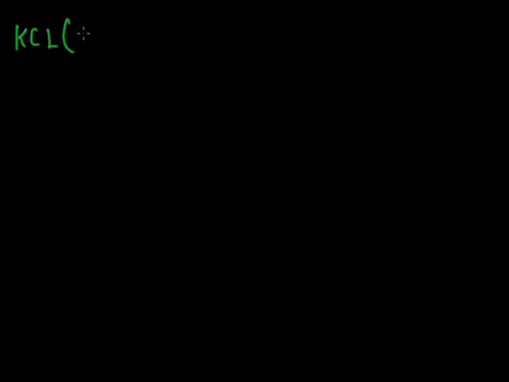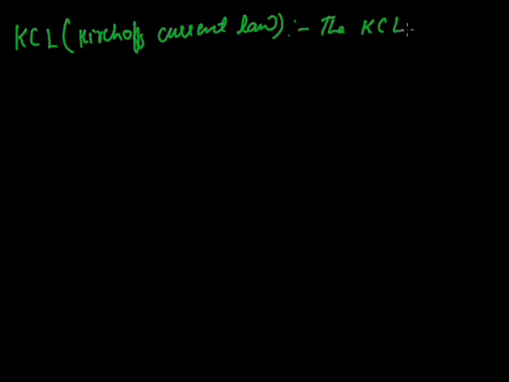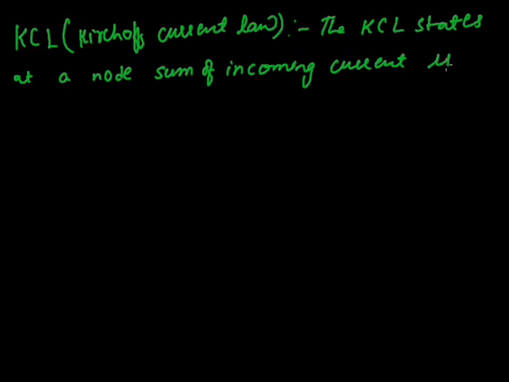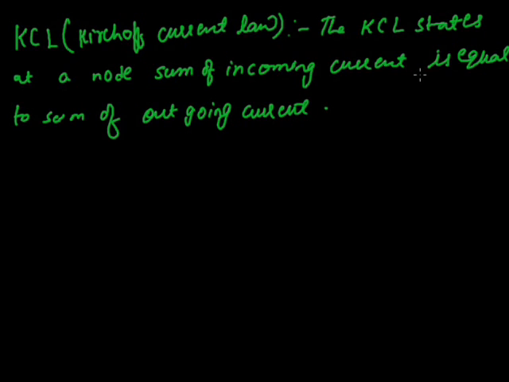It was given by a scientist named Kirchhoff. So it is Kirchhoff's current law. Now the Kirchhoff current law states that at a node, the sum of incoming current is equal to the sum of outgoing current. This is the statement given by the KCL.